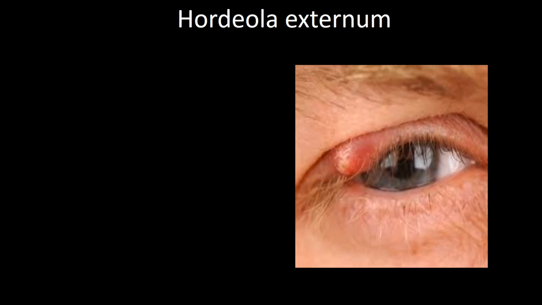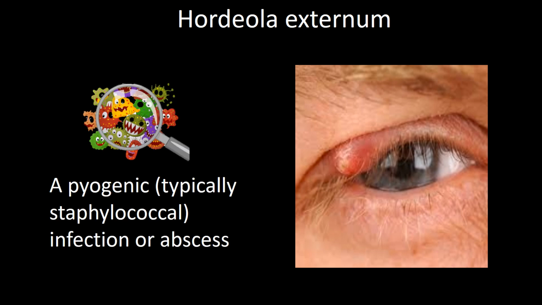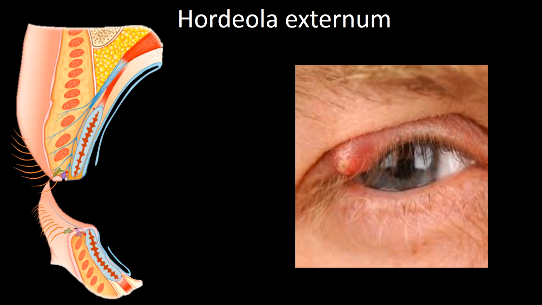Another common condition affecting the eyelid is hordeolum externum. Hordeolum externum, better known as stye, is an acute localized swelling of the eyelid, usually due to pyogenic, typically staphylococcal infection. Hordeola externum results from obstruction and infection of eyelash follicles and adjacent glands of Zeis or Moll. Follicle obstruction may be associated with blepharitis.